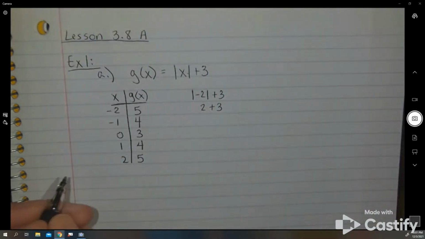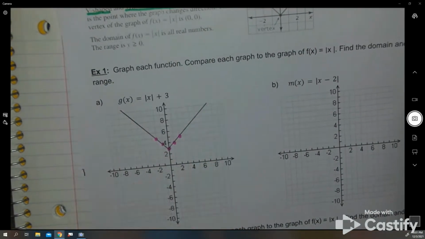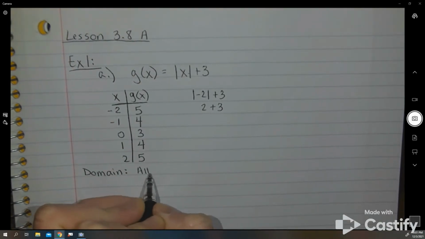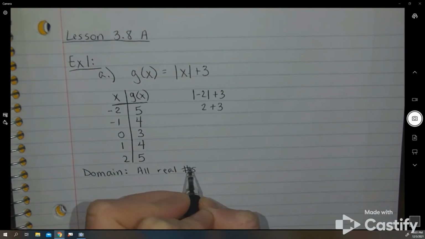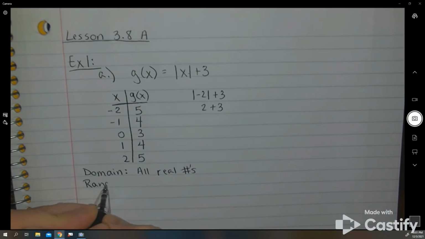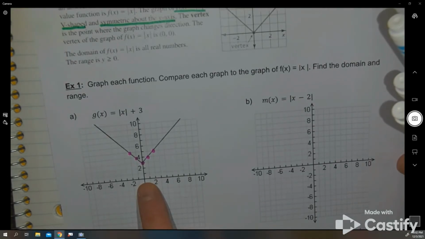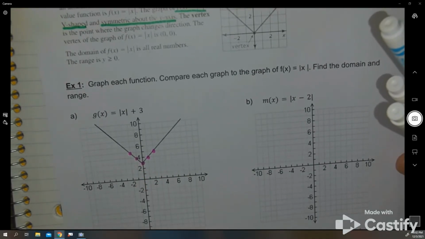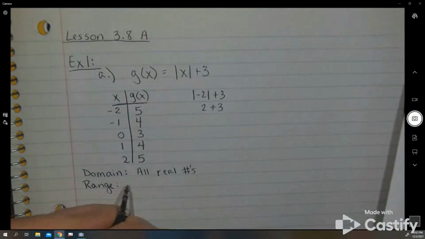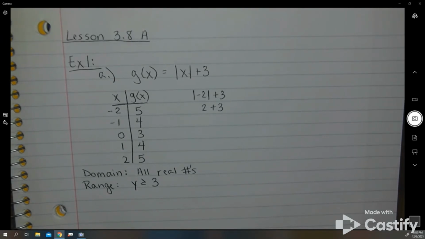If we're going to talk domain and range, every x value in the history of the world is still possible for this absolute value function, even though we slid it up 3 spaces. So our domain is still all real numbers, just like it was with our original absolute value graph. And our range, if we look at it this time, before it was y is greater than or equal to 0, but now 0, 1, and 2 don't fit in that category. So the smallest value I have on my absolute value graph this time is positive 3. So I know for my range that y has to be greater than or equal to positive 3.